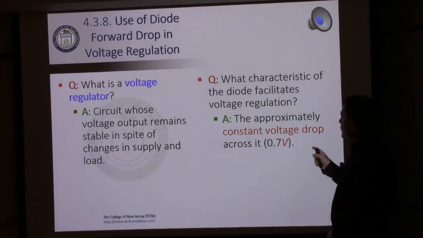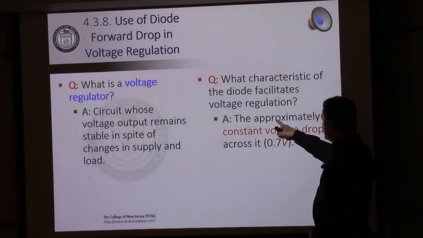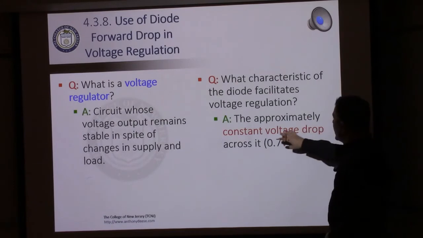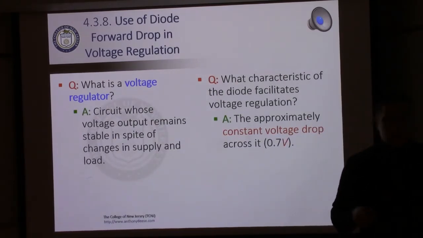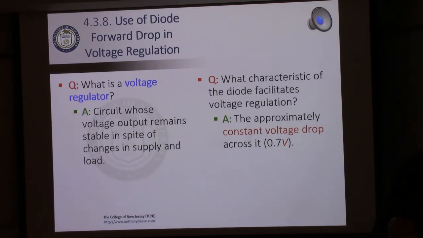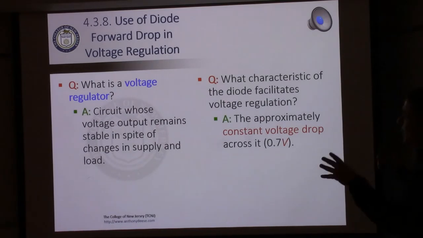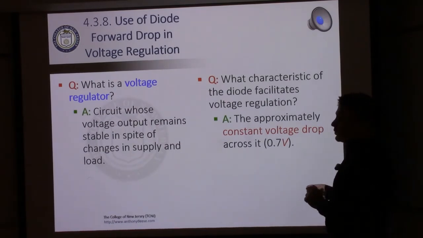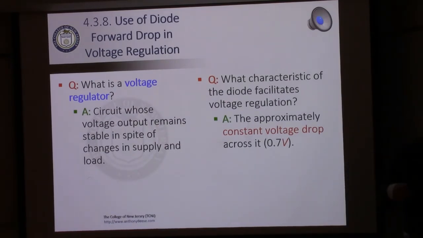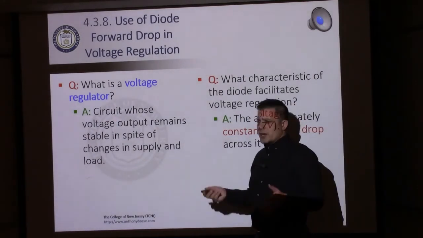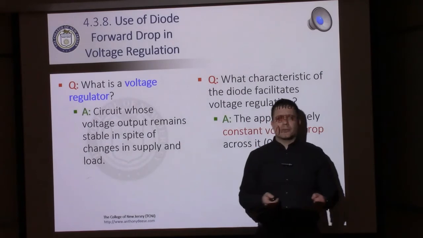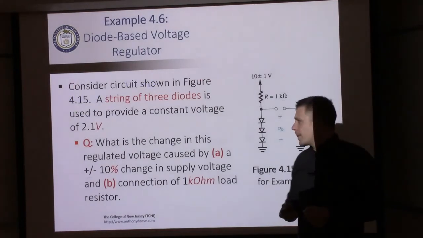So what characteristics of a diode facilitate voltage regulation? One way of describing it is the approximately constant voltage drop across it, as well as what we saw earlier in the chapter, where huge changes in the current result from very small changes in the voltage across it. I think it was something like a 10-times change in the current was associated with only a 60 millivolt change in the voltage across the diode.